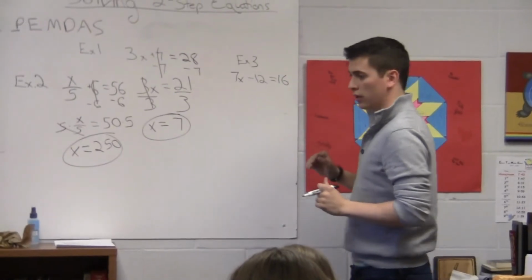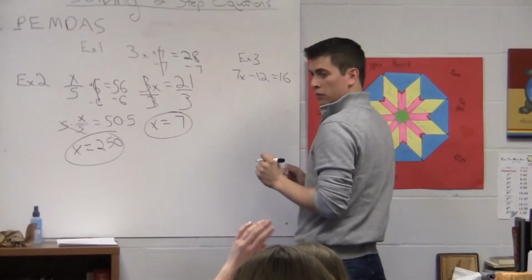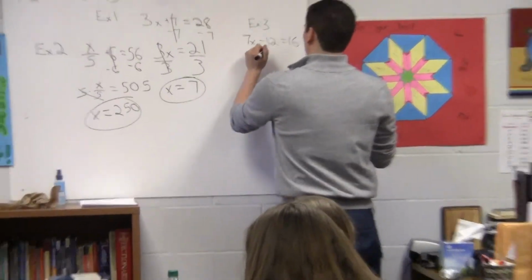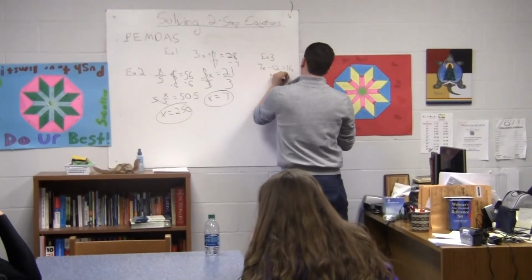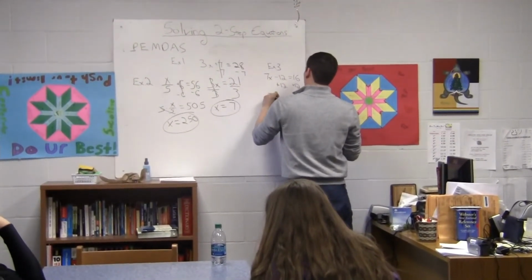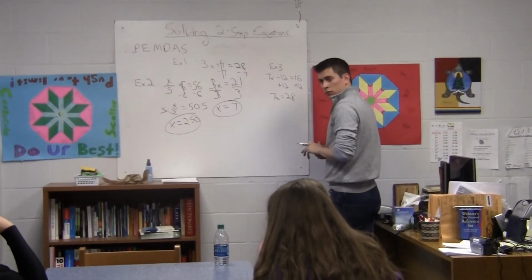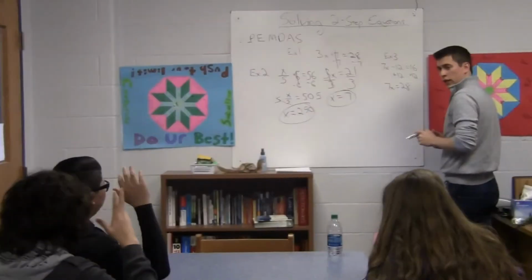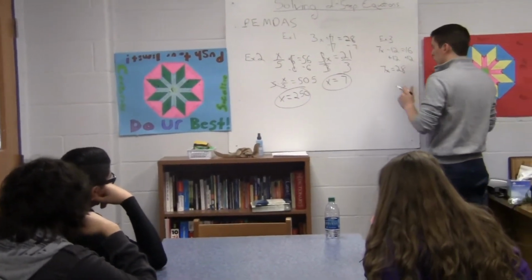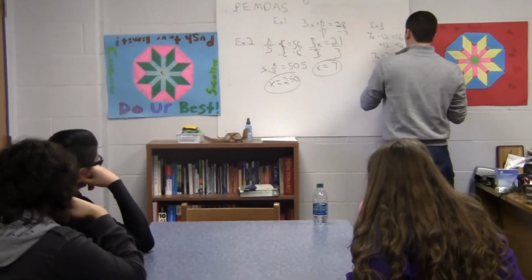So instead, by doing it the other way, what do you do first? Desi? Add 12 to both sides. All right. Plus 12. 7x equals 28. Who can solve that? What do you do next? Jordy? Divide 7 from both sides. And what's your final answer?